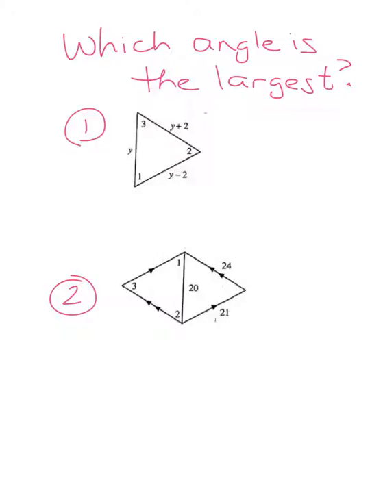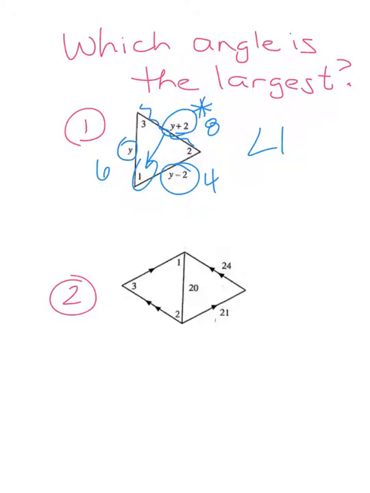So in number 1, we have a side as y. We also have a side as y plus 2. And we have another side as y minus 2. So the largest side is actually going to be y plus 2 because no matter what value y is, let's say it's 6. If we give y 6, then y plus 2 would be 8 and y minus 2 would be 4. So because of that, this side right here would be the longest side. So therefore, the angle across from that, angle 1, is going to be the largest angle.